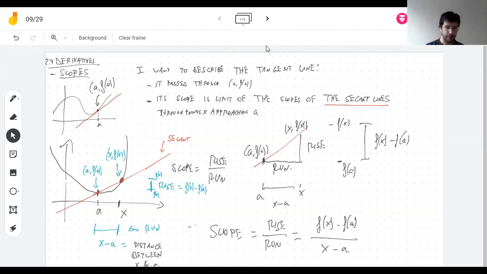So what did I go through? I said the slope is the limit of the slopes of the secant lines, and I just got the slopes of the secant lines. So what I'm missing is the limit part. So this is the slope. If I change x, I will get a different secant line. I'm thinking that a is fixed. A is where I'm trying to find the tangent line, at a.